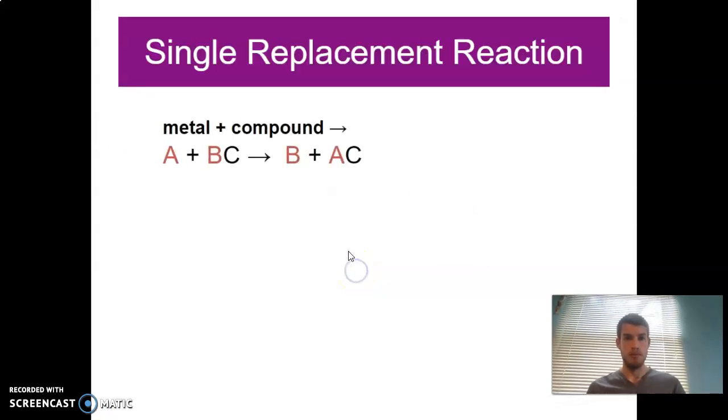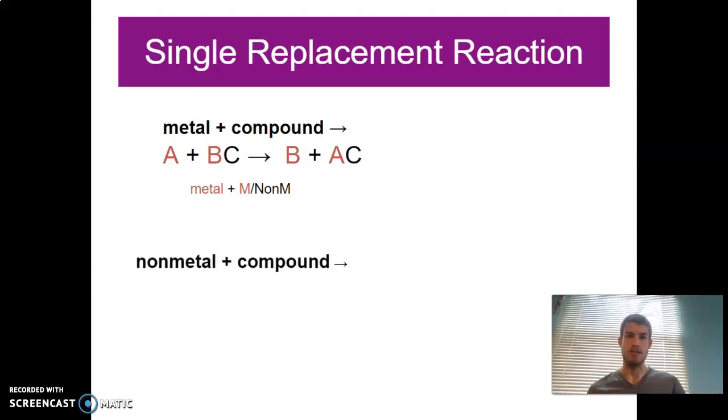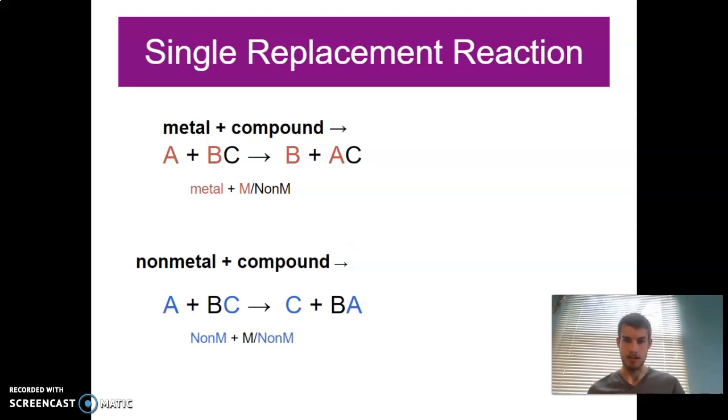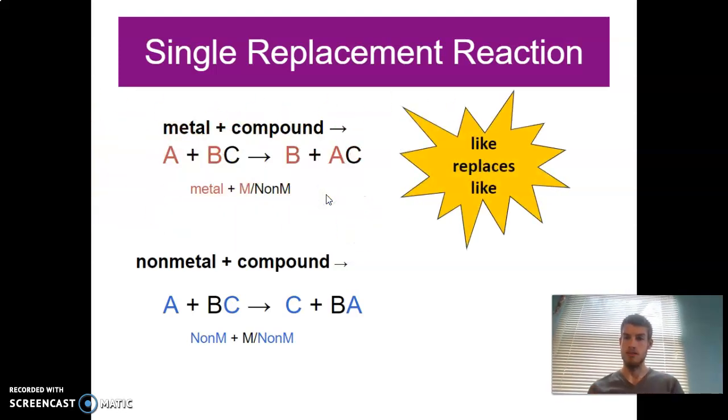So the one rule that we need to keep in mind is that metals are always going to replace metals in single replacement reactions, and nonmetals are always going to replace nonmetals in single replacement reactions. And this basically is another way of saying that likes replace likes. So if the single element in the reaction is a metal, then it's going to replace the metal in the compound. If the single element in the reaction is a nonmetal, it's going to replace the nonmetal. So again, likes replace likes. It's always going to replace the same kind of element.